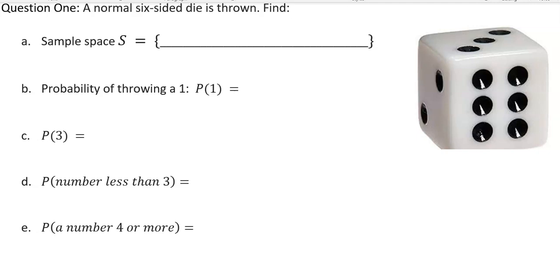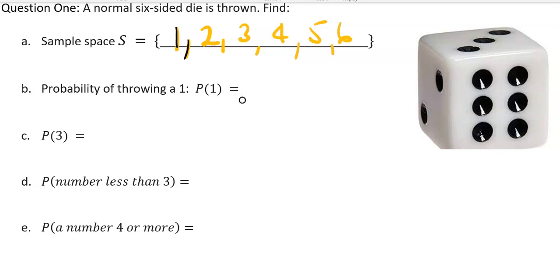Okay, question 1 says, a normal 6-sided die is thrown. Find the sample space. Now, remember the sample space is everything that can possibly happen when we roll our die. So, everything that can possibly happen. We could roll a 1, or a 2, or a 3, or a 4, or a 5, or a 6. Okay, that's all of our options.